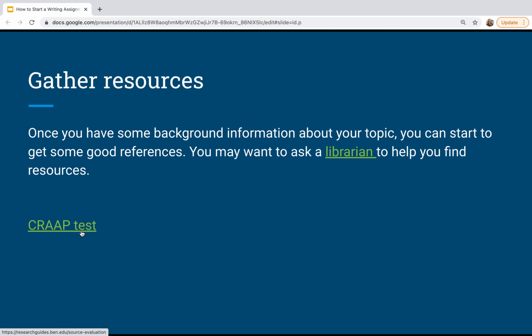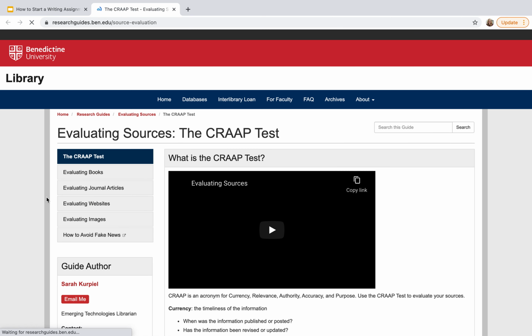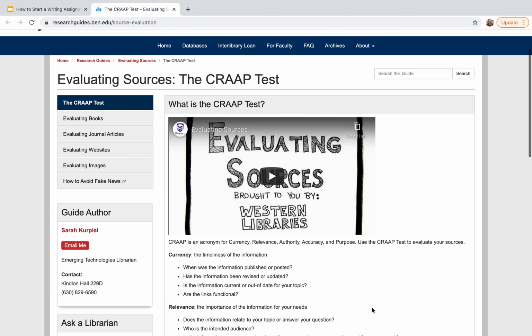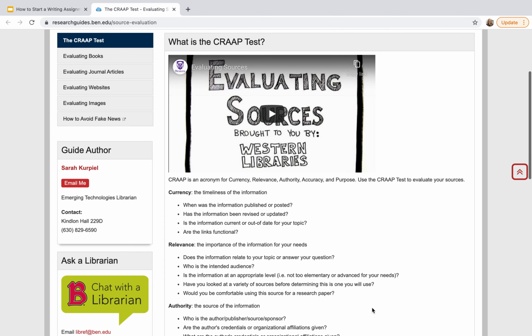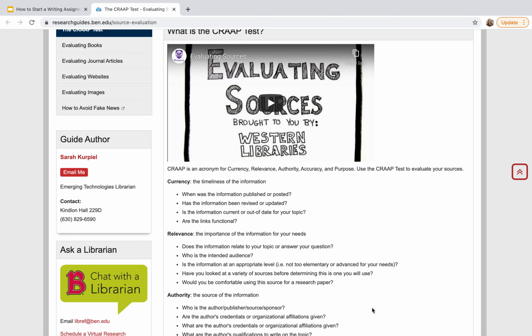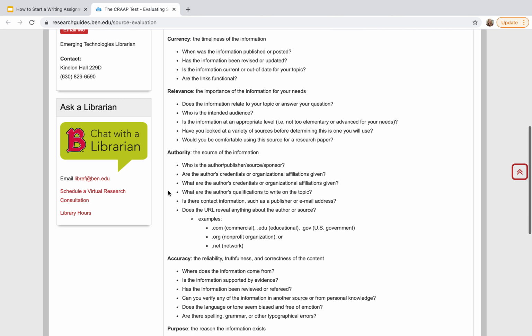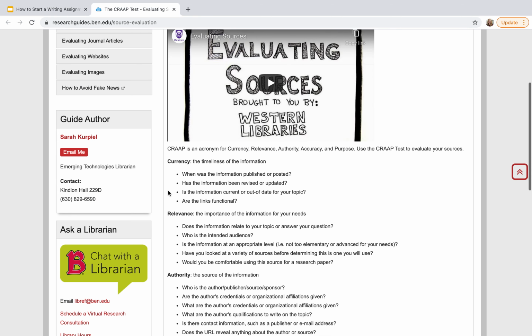One way to measure this is by using the CRAP test. I know that sounds like a funny name, but it is a legitimate way to measure the reliability of resources. CRAP is an acronym, and it stands for Currency, Relevance, Authority, Accuracy, and Purpose. First, currency, the timeliness of the information.